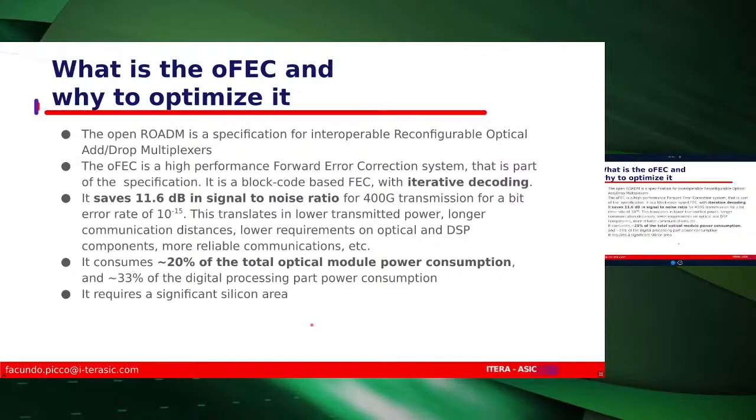And it doesn't come for free. It's a big block, and it consumes about 20% of the total power consumption of the optical module. So that's quite a lot. And about a third of the digital processing part. It also requires a significant silicon area that depends on many things, but it is an area that you measure in square millimeters. So it's a big block and it sinks a lot of power. So even small savings that we can make in power or area are significant for the whole system.